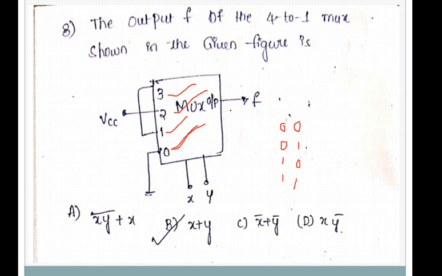So here we need to calculate the output function. In order to calculate that, we need to take these 4 combinations. If x is 0, y is 0, then input 0 will be selected, and here 0 is connected to the ground. If x is 0 and y is 1, then input 1 is selected, and here this 1 is connected to the VCC. So 0 is connected to the ground, that's why it is taken as 0. Here 1 is connected to the VCC, that's why it is taken as 1.